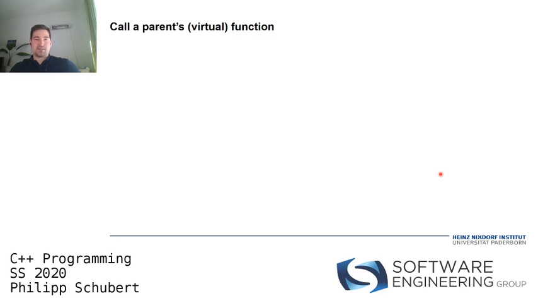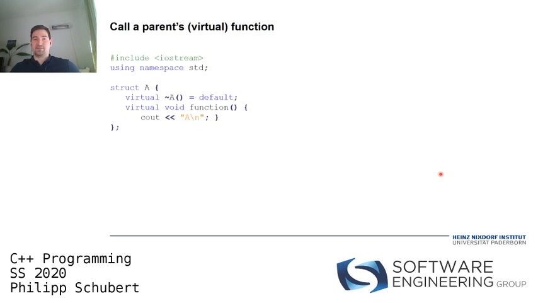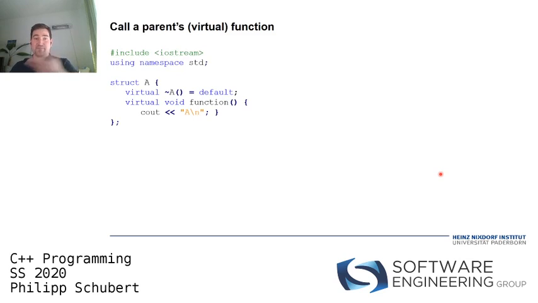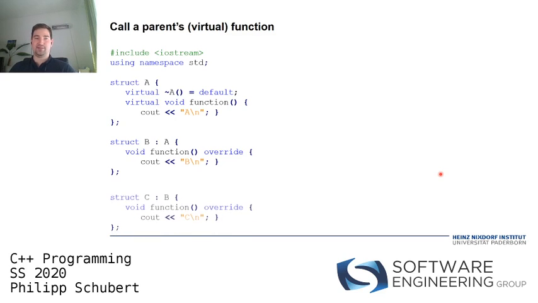But what does the syntax really look like? Let's have a brief example. We have some struct type A. We have a virtual destructor, which we just default. And we have a virtual function void, which in our case here just prints A to the command line. Then we also have a type B, which is a subtype of A, and it overrides the function and prints B to the command line.